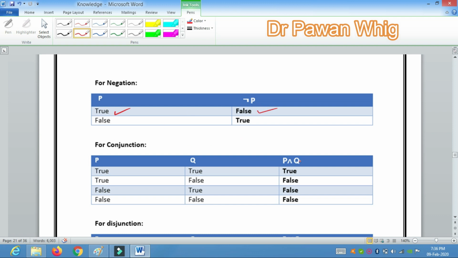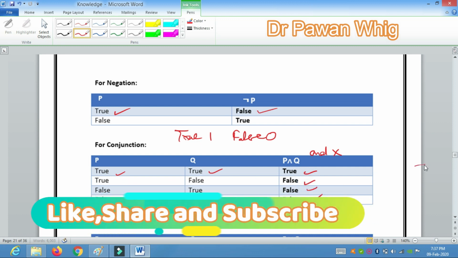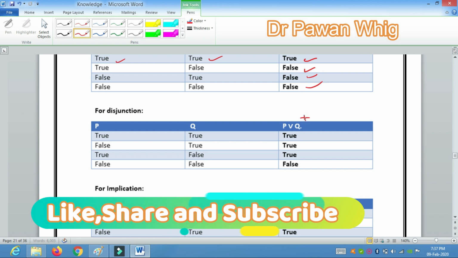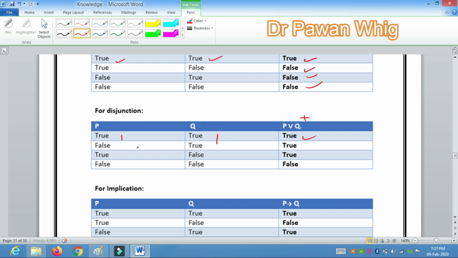Similarly, for conjunction, true stands for 1 and false stands for 0. This AND operation is multiplication. So when we multiply true with true, it is true. When we multiply true with false, since false is 0, the results are zeros, or false. We'll move forward. In disjunction, it is OR, which is an addition operation. So when you add 1 plus 1, you get 1, that is true. When you add 0 with 1, it is also true. In the same way this truth table is constructed.